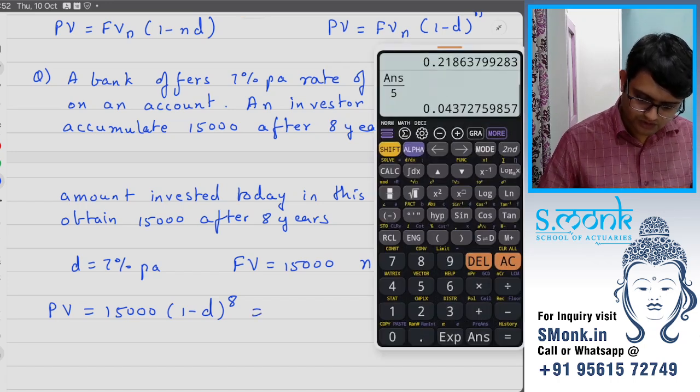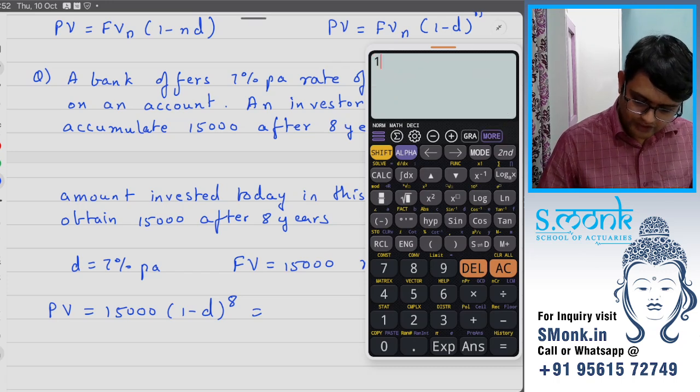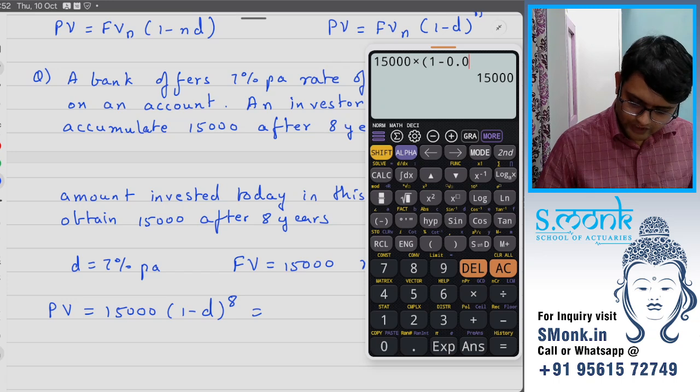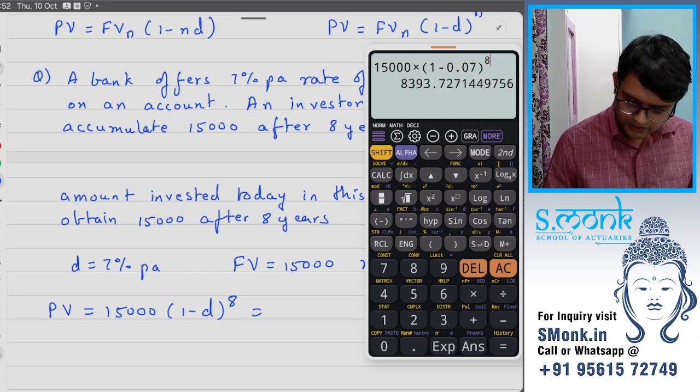Okay. So we can directly do it on the calculator. I'll say 15,000 into bracket 1 minus d was 7%, so 0.07 bracket close raised to 8.